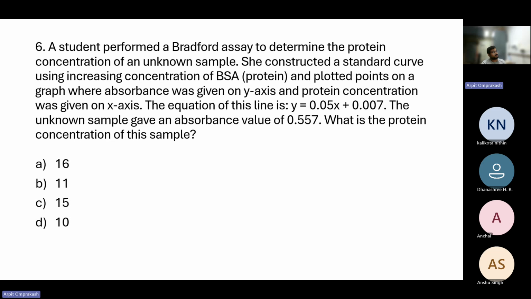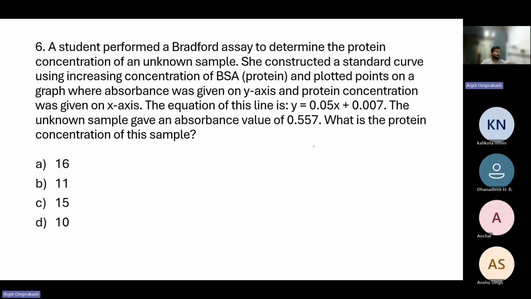A student performed a Bradford assay to determine the protein concentration of an unknown sample. She constructed a standard curve using increasing concentration of BSA protein and plotted points on a graph where absorbance was given on y-axis and protein concentration was given on x-axis. The equation of this line is y is equal to 0.05x plus 0.007. The unknown sample gave an absorbance value of 0.557. What is the protein concentration of the sample?